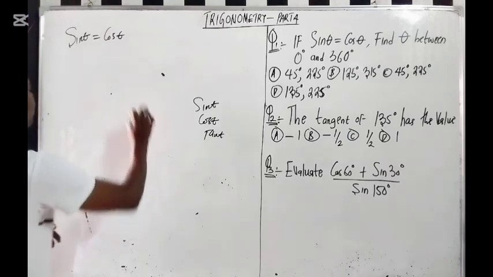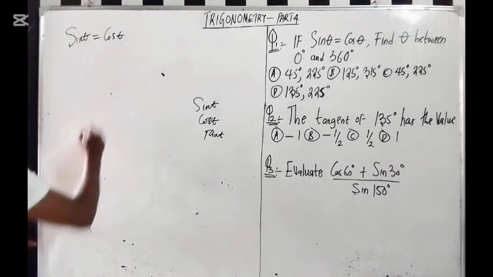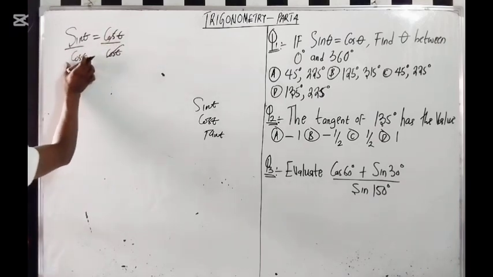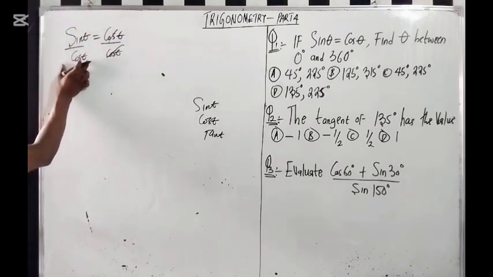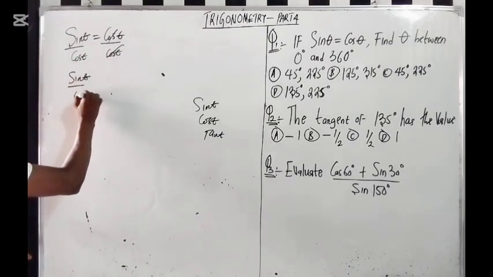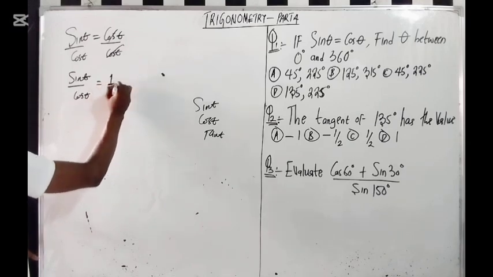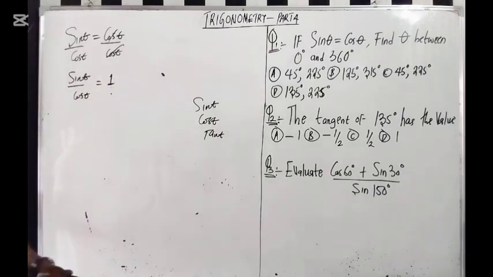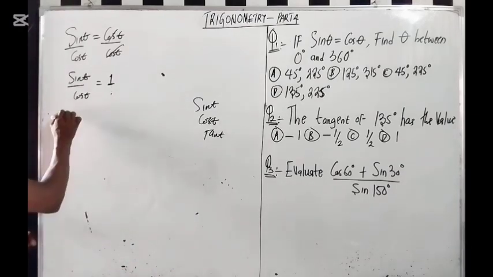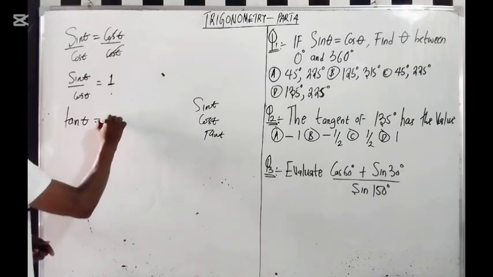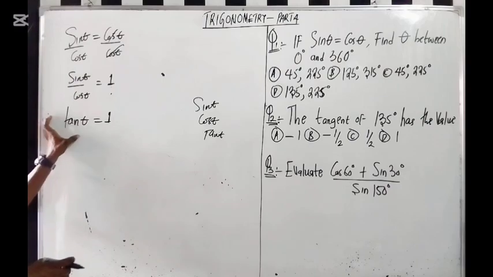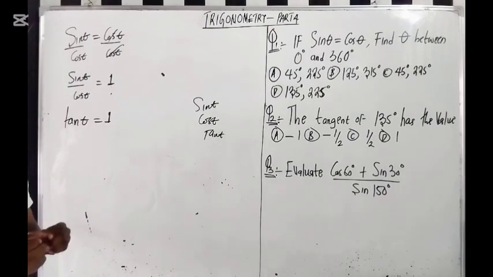So look at something here. If you divide both sides by cos theta, what will happen? You're going to have sine theta over cos theta equals 1, right? Can you see that? Now we know that sine theta over cos theta is tan theta, right? So now we have tan theta equals 1. So which of the special angles with tan theta give you 1? Which are the special angles?